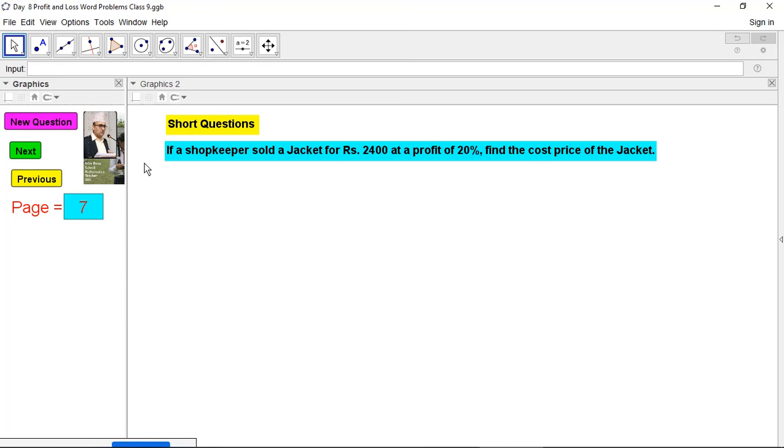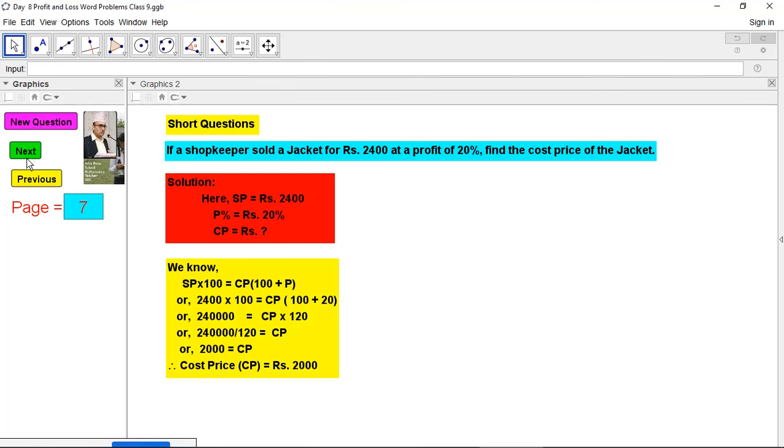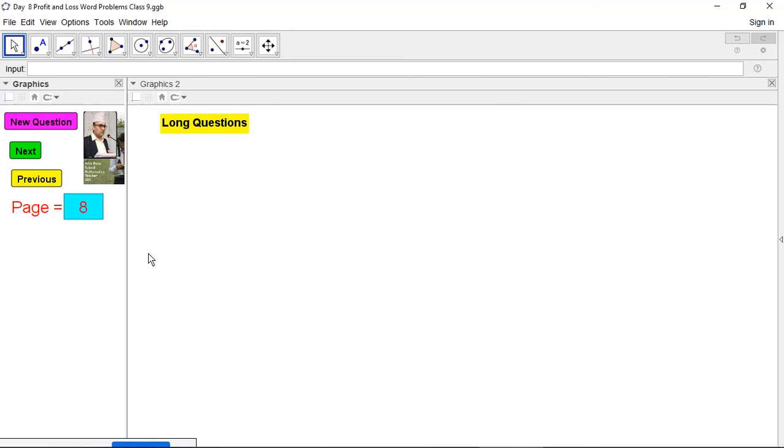Okay, a shopkeeper sold a jacket for US$2400 at a profit of 20%. Find the cost price of the jacket. Can you find this? I think we have discussed. This is the selling price, this is the profit percent. What is the cost price? Yes, 2000. Yes, Kaniska. I think we have already discussed this question. I have already mentioned SP into 100 equals CP plus P, and in this way we can find this. This is for revision.